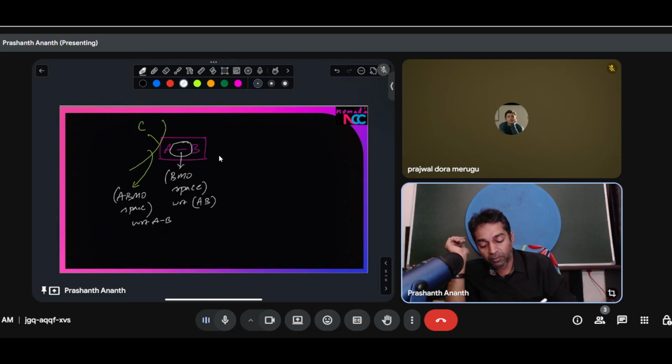But it becomes bonding molecular orbital space with respect to AC after formation of bond.